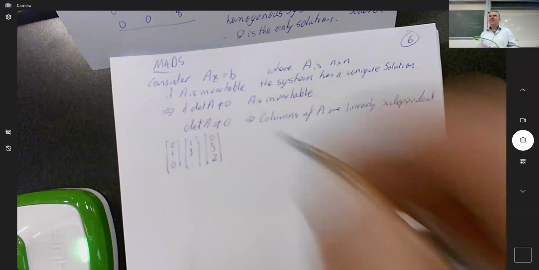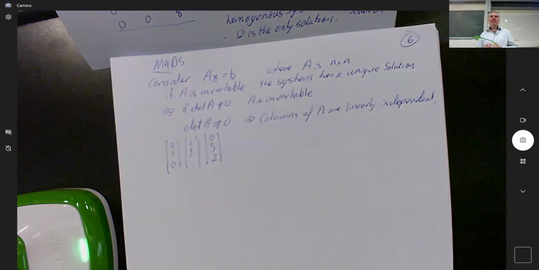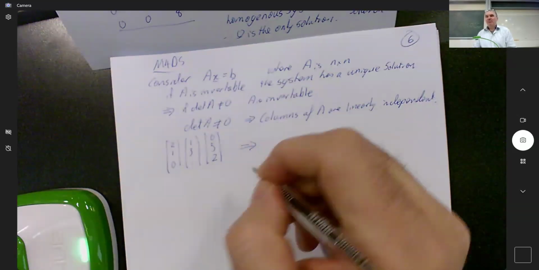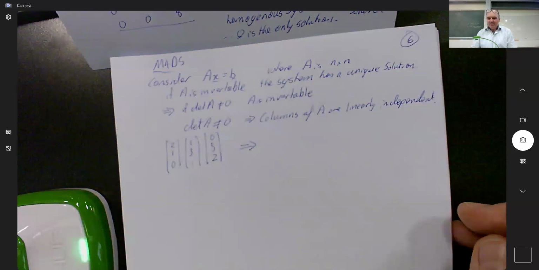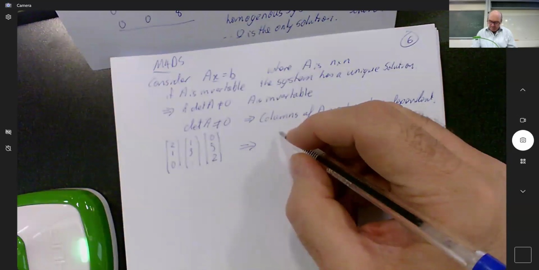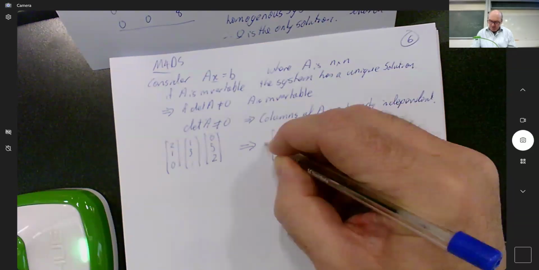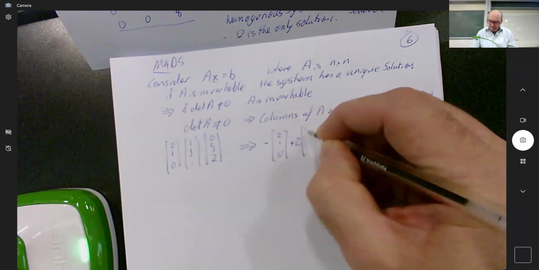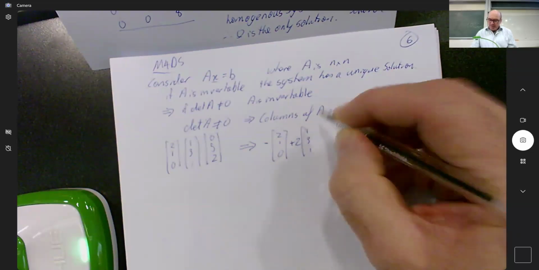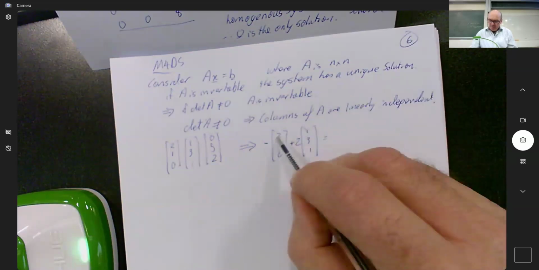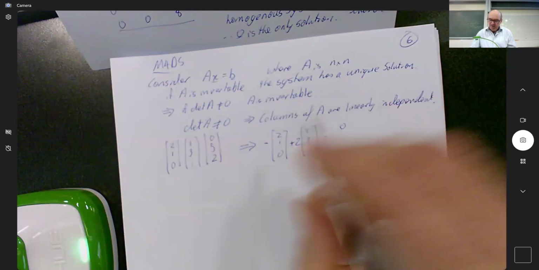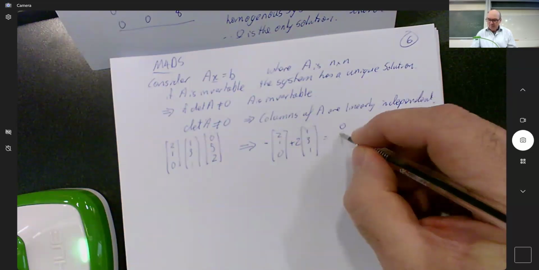Now, sometimes they do this to you. You would have to have been paying a bit more attention than I would expect at this point in time. But if I was to go, hey, 2, 1, 0 minus that plus 2 of 1, 3, 1: minus 2 plus 2 is going to be 0. Minus 1 plus 6 is going to get me a 5. Minus 0 plus 2 is going to get me 2.